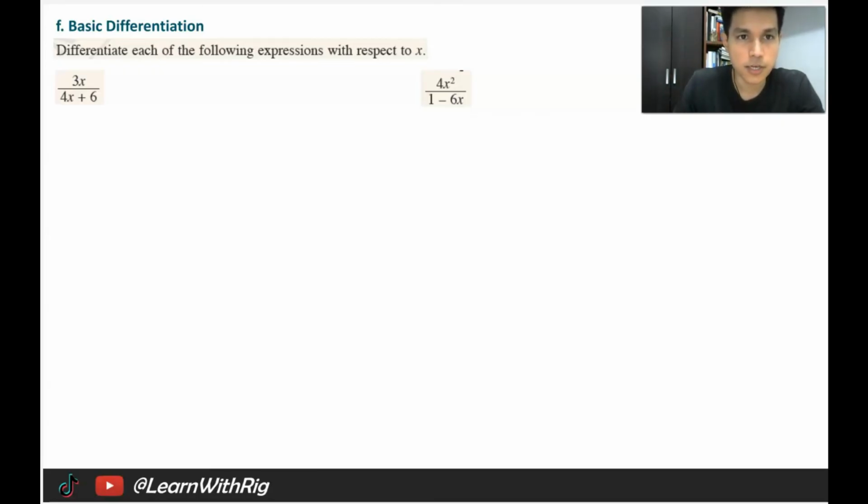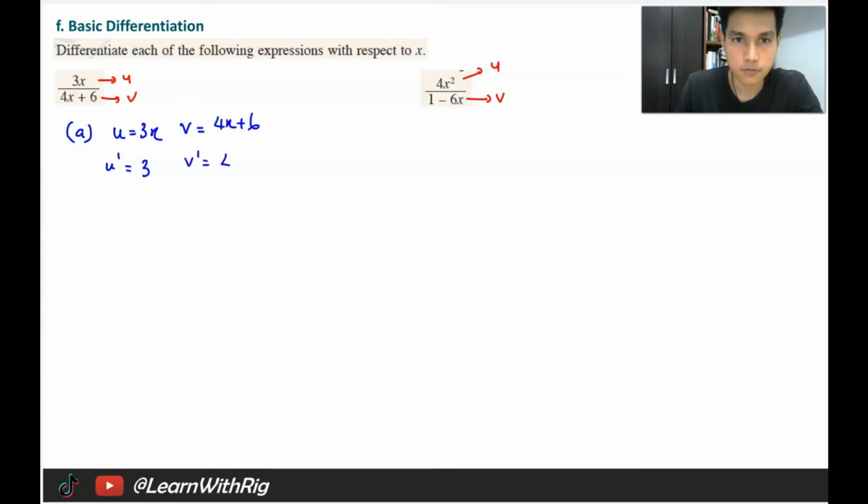So let's do this together. In this case, which is going to be the u, which is going to be the v? U is the top one, v is the bottom one. Okay, so for question A, u equals 3x, so you differentiate this, u prime is going to be equal to 3. V is equal to 4x plus 6, so v prime is 4.